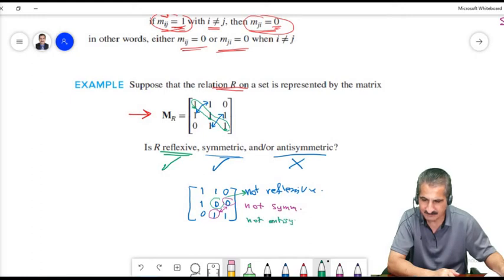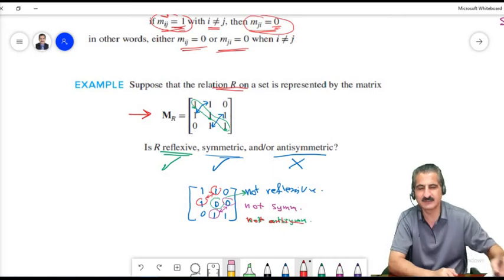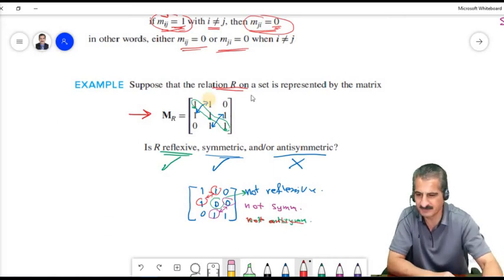Why? Because we have, I wish I wrote this in a different color, not antisymmetric. Why? Because we have one here and one here, but these two elements are not equal.